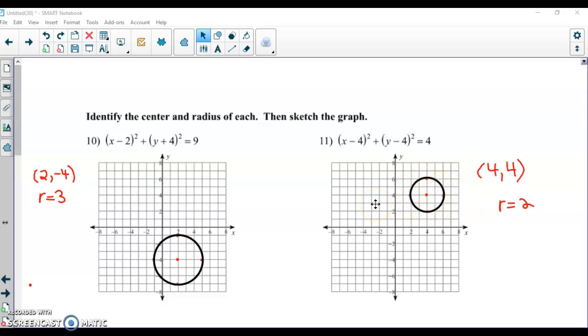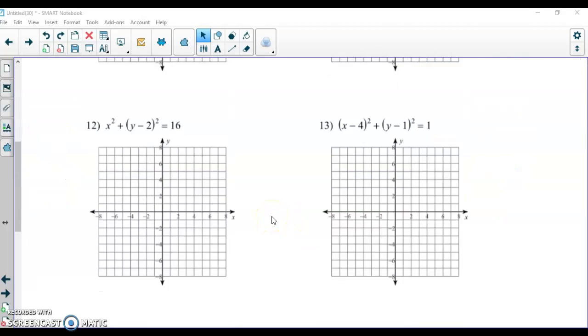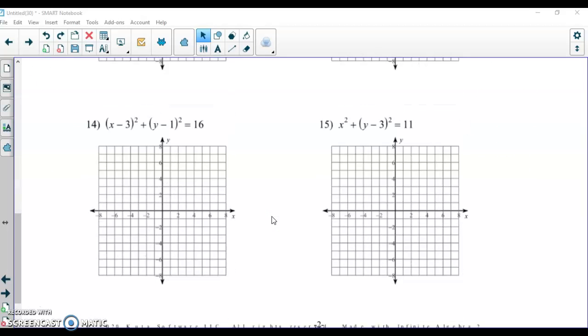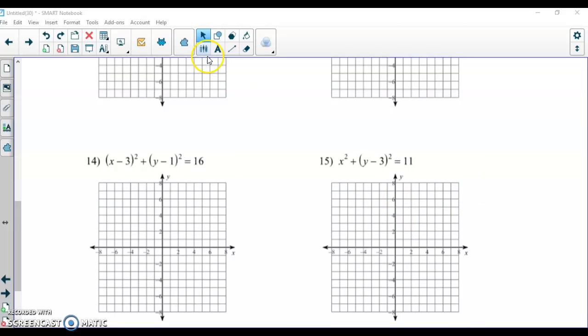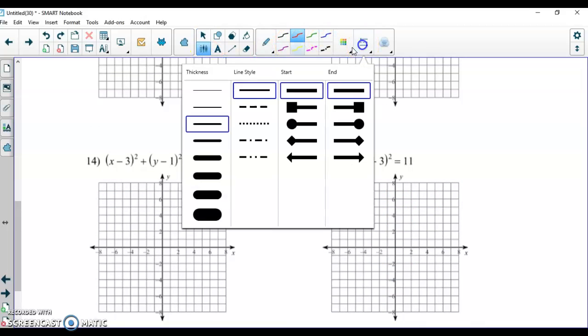I drew my circle. Okay, what I'm actually going to do is scroll down here to number 15, because 15 has something that's a smidge different, so I want to do that one together. So let's start like we always do. So we're going to go ahead and put in our center here.